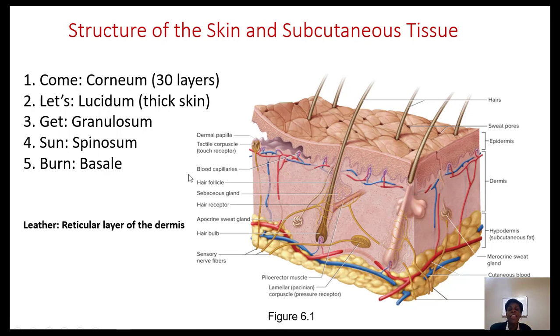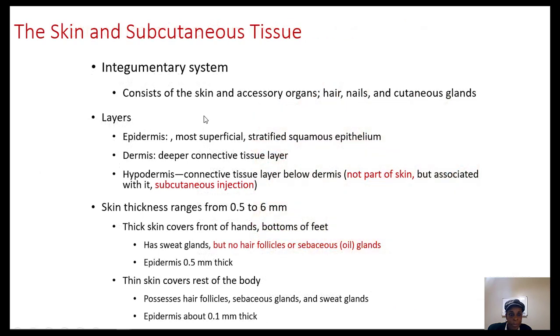The palm of the hand and the sole of the feet. But if it's just the regular skin everywhere else, it'll be four layers, thin skin: come, get, sunburn. So the lucidum will be missing. The lucidum is only in thick skin. And here you can see in the dermis we have two layers: the papillary layer and the reticular layer. The reticular layer of the dermis, this thick one, represents the leather. So when you have leather shoes or a leather bag, it is the reticular layer of the dermis of the skin.